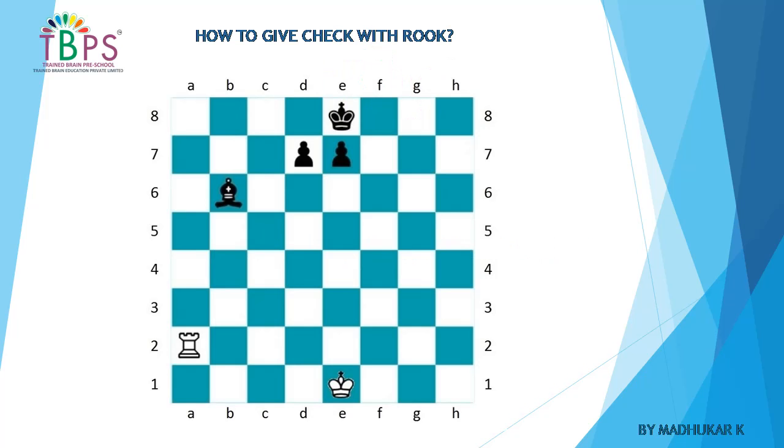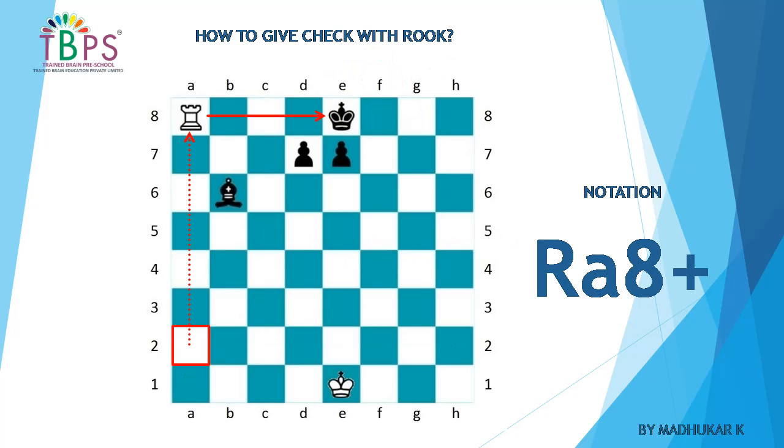In this example, we will see how to give check with a rook children. We know rook moves horizontally in the same rank and vertically in the same file. Here, rook has to move to a8 square in order to give check to the black king. For check, we have to add a plus symbol to the notation. Here, it is Ra8 plus.